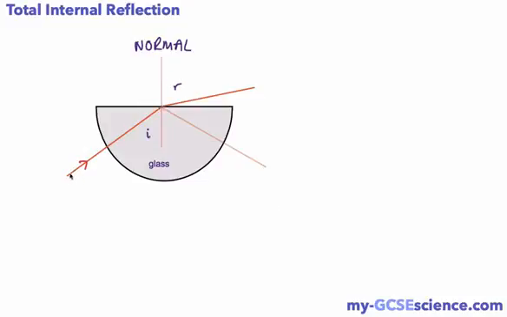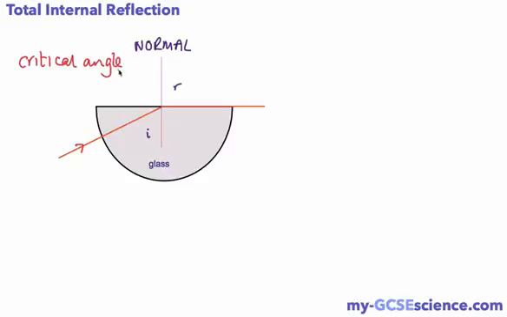Now, eventually you'd get to a point where you increase the angle of incidence to a point where the angle of refraction is such that the light ray actually travels along the glass and air interface. So it would look like this. The light ray travels in, and the refracted ray travels exactly along the line as shown in the diagram. We have a special name for this angle. It's called the critical angle, and it's a very important angle because once we increase our angle of incidence above the critical angle, we only get reflection.